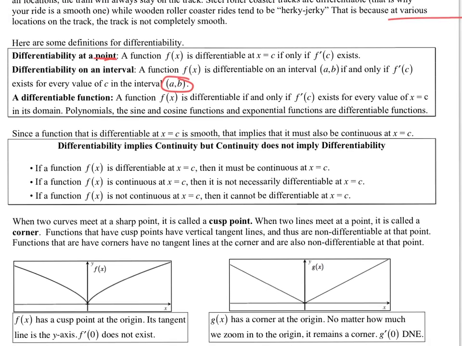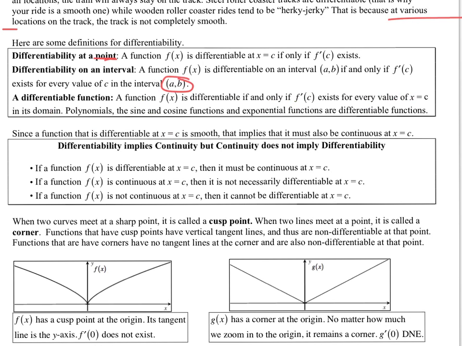And now a differentiable function. A function is differentiable if and only if f prime of c exists for every value of x equals c in its domain. For example, polynomials, sine and cosine, and exponential functions are differentiable functions. We start to have issues when we're looking at roots and absolute values, but your polynomial functions, your sine and cosine functions, and your exponential functions are differentiable.